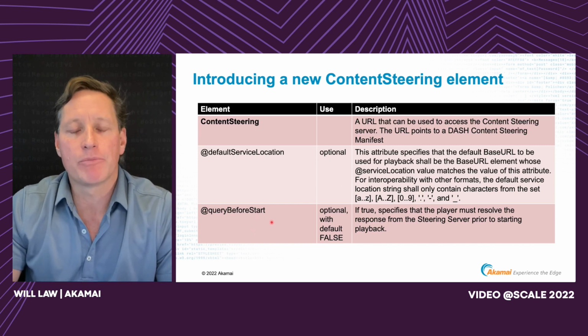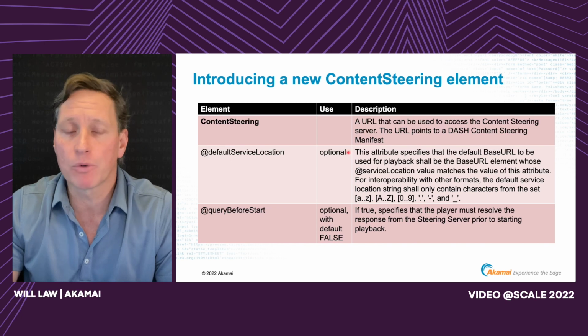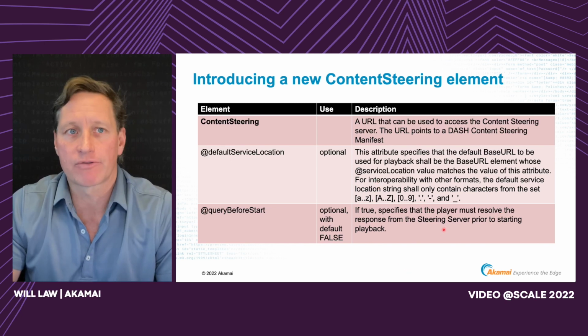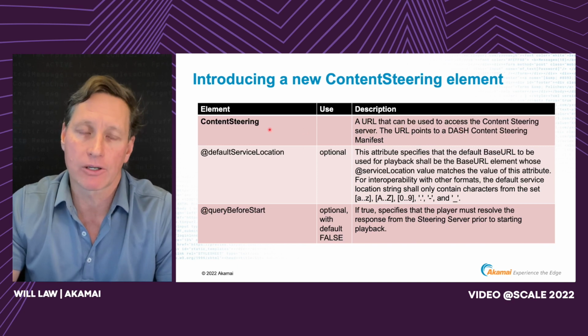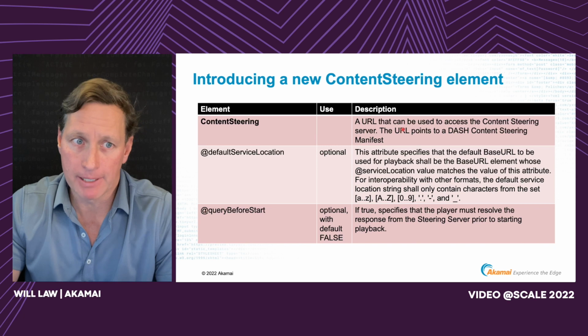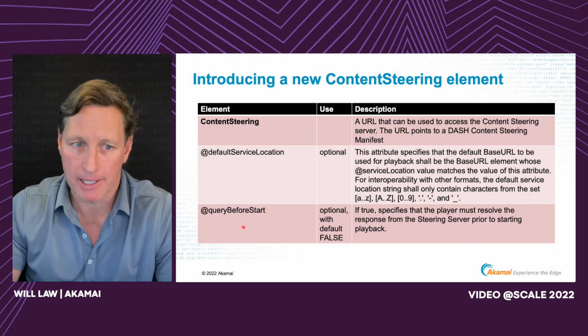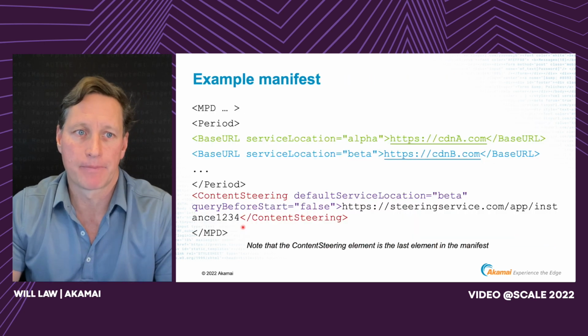There's another attribute called query before start. This is going to instruct the player that before you make any decision in this manifest, I want you to resolve a response from the steering server. Now, the steering server is given as a URL in the content steering element. It's simply a URL that points to the steering server, and this instructs the player, go make a request to that steering server before startup.